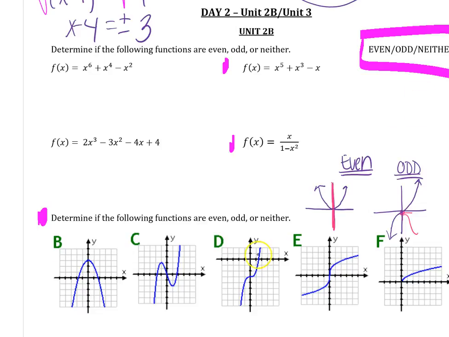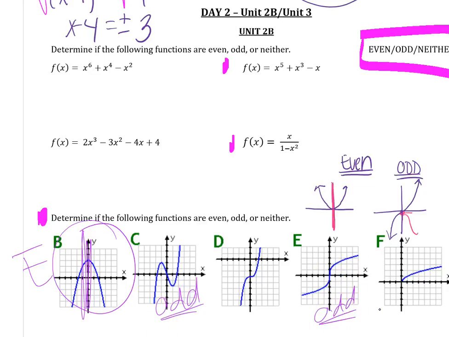So, visually speaking then, our even functions would be just b. He's the only one that's even. He has symmetry with the y-axis. Odd would be c and e. Those have symmetry with the origin. The last two are neither. They don't fall into either category. Okay?